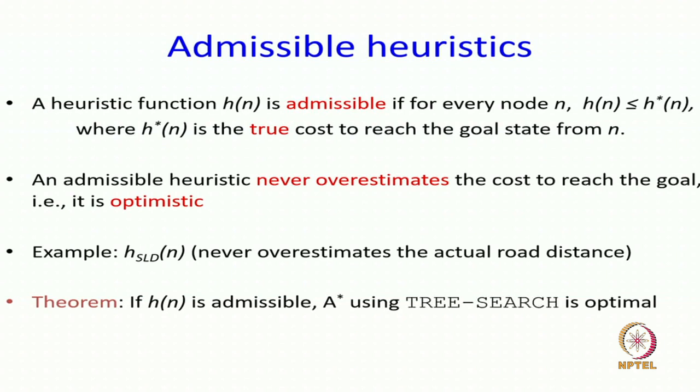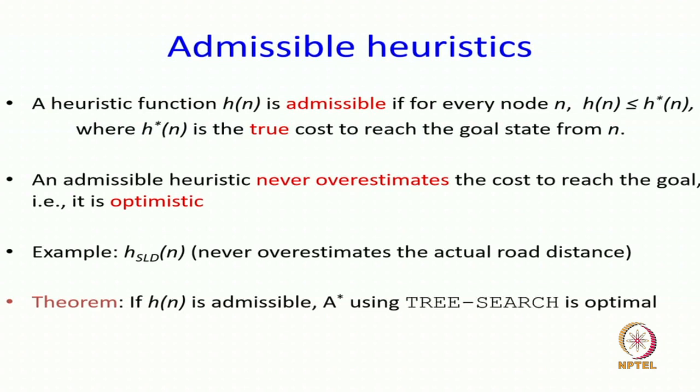And now you can ask the question, is the straight line distance admissible? Because the shortest flight you can have is the crow's flight. After that, you will end up diverging from the straight line and you will end up paying more. So, therefore, the straight line distance is actually an admissible heuristic.